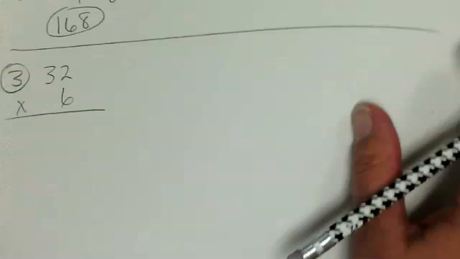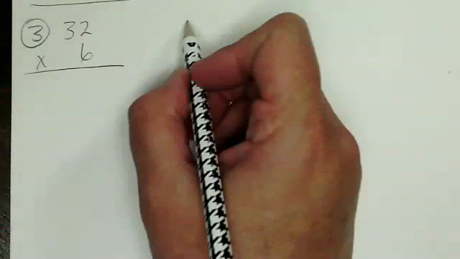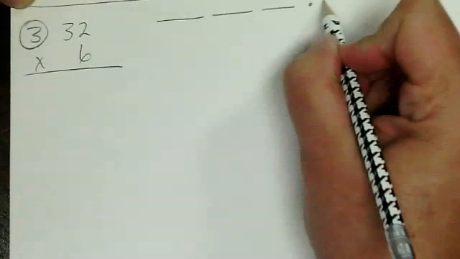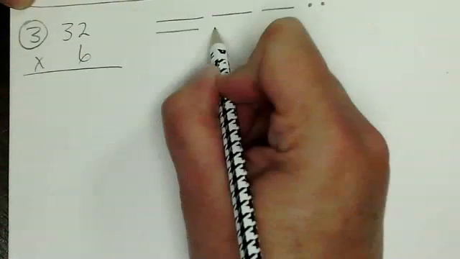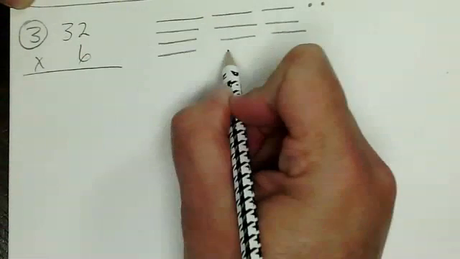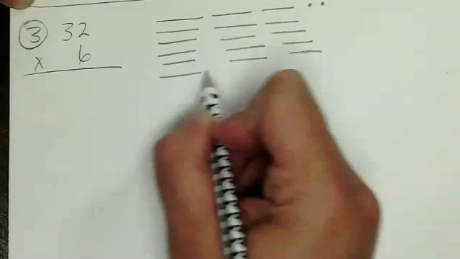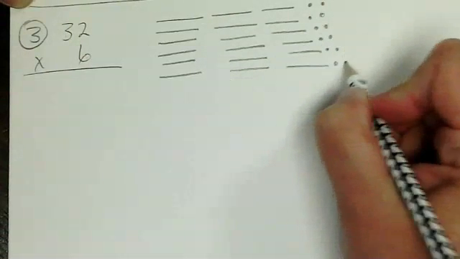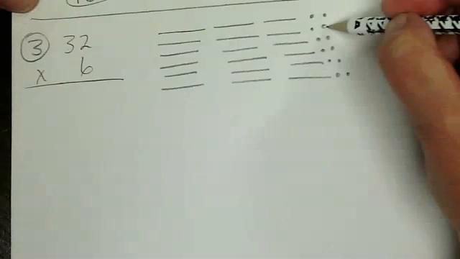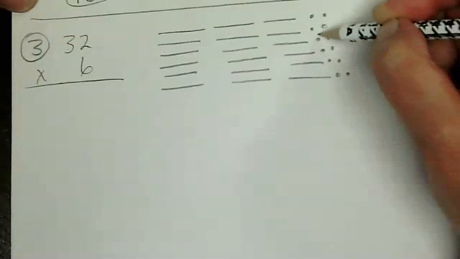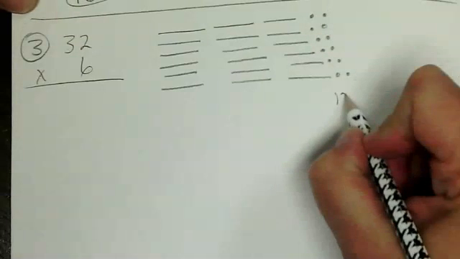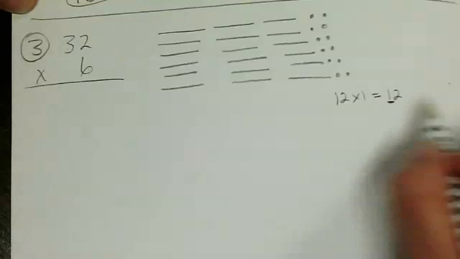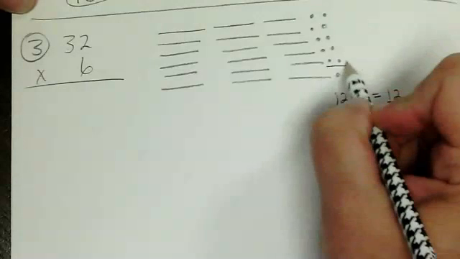Oh, let me get back up on my camera. 32 times 6. Let's do our base 10. That is 6 groups of 32. So 10, 20, 32. And I need 6 groups of that. That's 6 groups of 32. All right, let's count our ones. 1, 2, 3, 4, 5, 6, 7, 8, 9, 10, 11, 12. I have 12 ones. That means that I have a 10 I can move over. So let's take 10 of these.